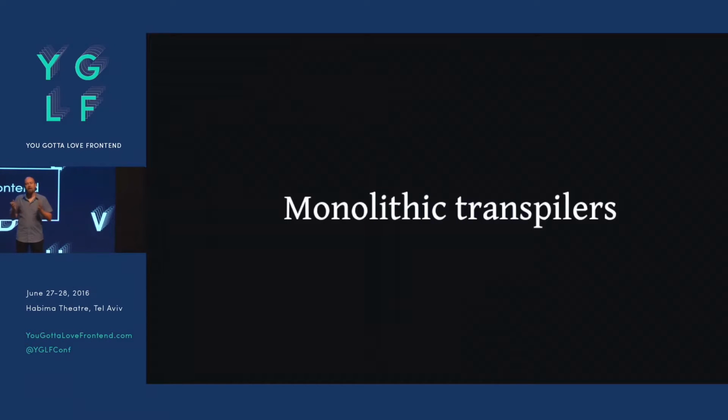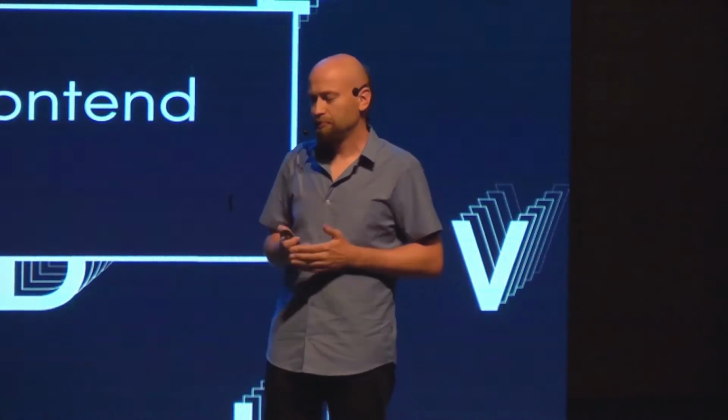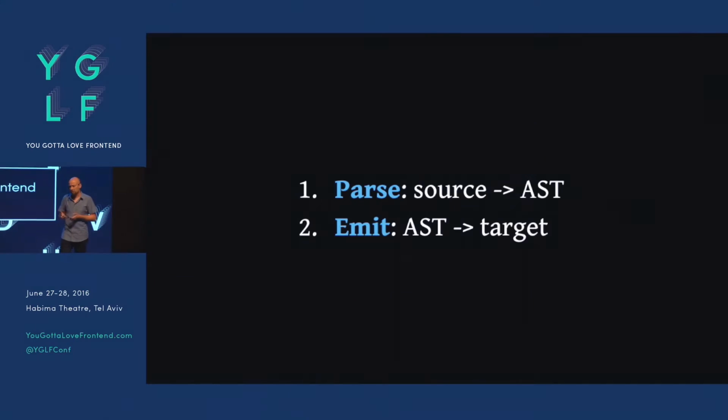Once we have our AST, we have basically two options for what we can do. We can create either a monolithic transpiler or a composite one. Monolithic transpilers are relatively simple. We have the parse phase where we get our AST from the parser, and then we feed it into the emitter. The emitter walks this abstract syntax tree, traverses all the nodes, and writes out sequentially the transpiled code.